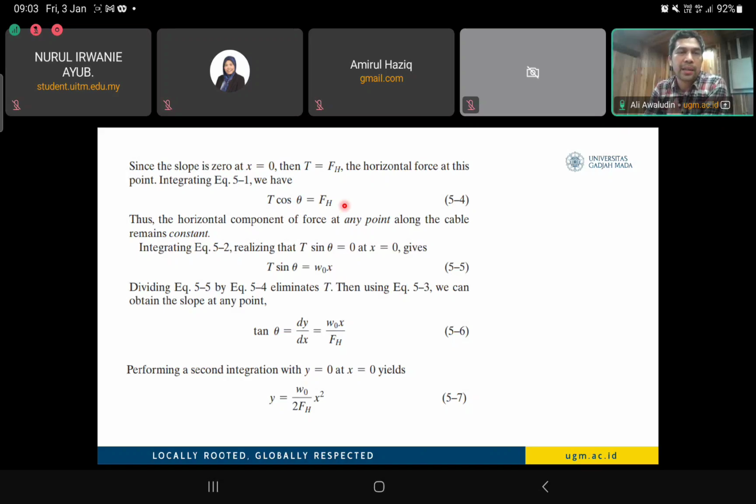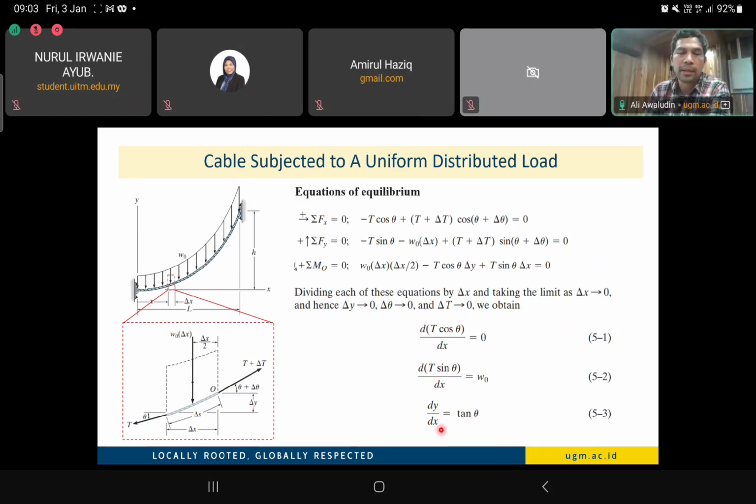So here we start from the left support, counting the x direction starting from the left support. And then finally, from another consideration, T sin theta equals W0 multiplied by x. When we combine these two and divide them, equations 4.34 and 4.35, we can eliminate the T symbol and we have tan theta, which is equal to the slope of the cable deformation.